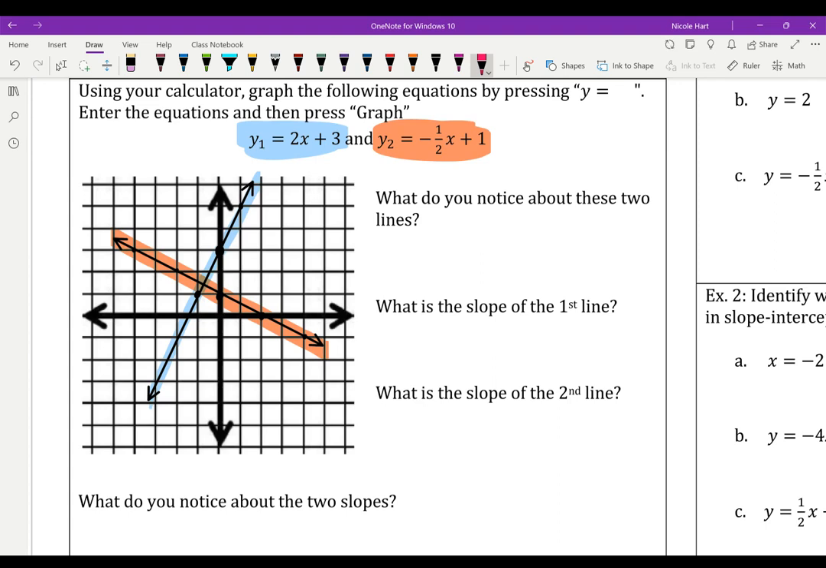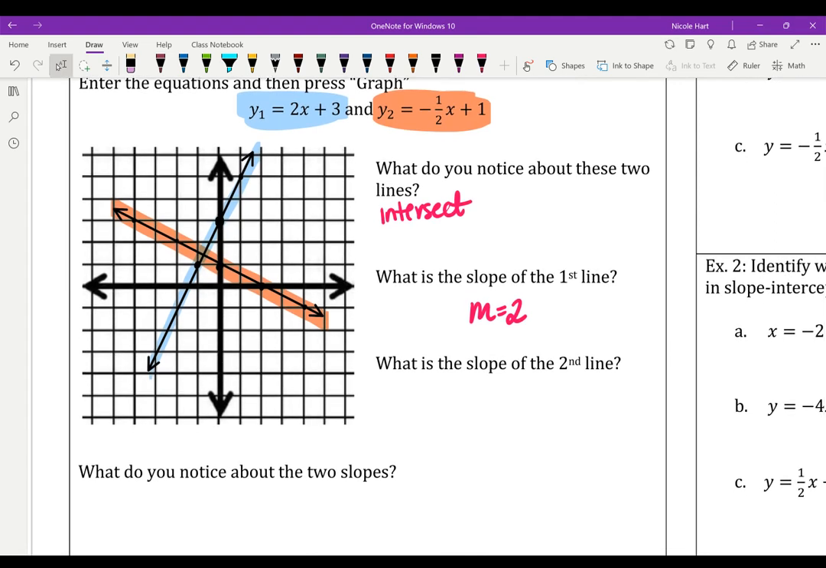So what do we notice about these two lines? What's different, especially when comparing the lines we graphed before? These intersect, and that's really all we can definitely say about them right now, is that they intersect. What is the slope of the first line? So y1 has a slope of 2. And line 2 has a slope of negative 1/2.